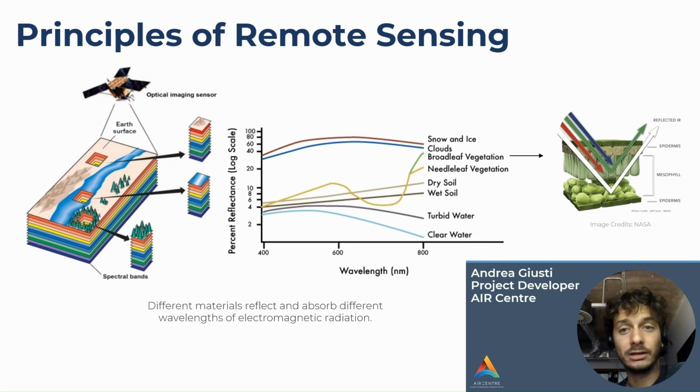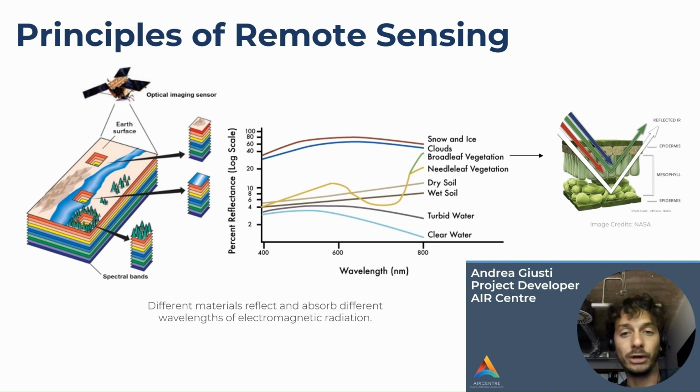When electromagnetic radiation hits an object, such as vegetation, water, or soil, some wavelengths are absorbed while others are reflected. A satellite sensor can detect these reflected wavelengths, and based on the pattern or signature, we can tell what the material is. So let's focus one second on the vegetation.